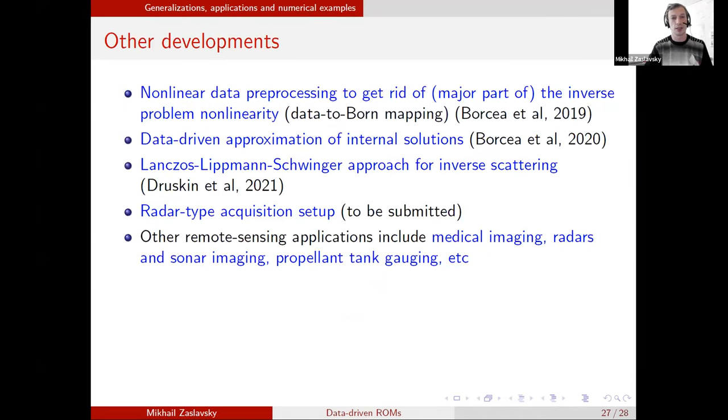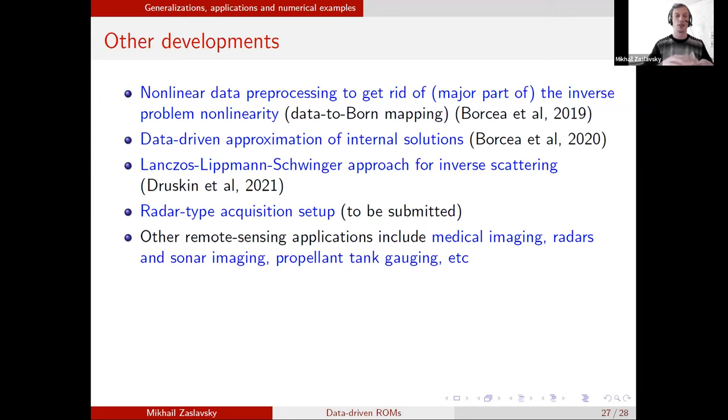And there are some other developments. I'll quickly go through them. So there is nonlinear data processing to get rid of the inverse problem nonlinearity, the so-called data-to-Born mapping. Then, thanks to that feature of the basis, which depends only very slightly on the medium, and in which we have the block tridiagonal form, we have a data-driven approximation of internal solutions, and then we can plug it into the Lippmann-Schwinger approach for inverse scattering.